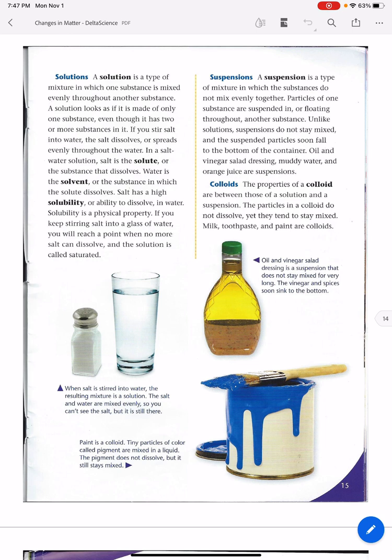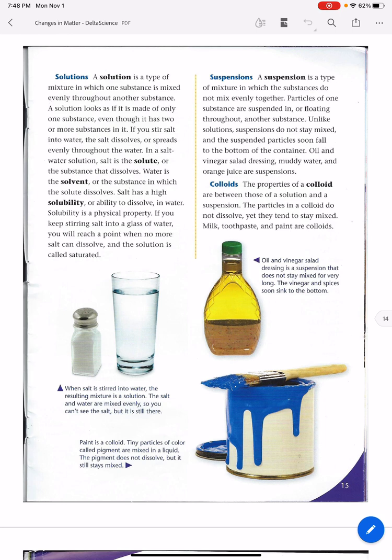In the salt water solution, salt is the solute, or the substance that dissolves. Water is the solvent, or the substance in which the solute dissolves. Salt has a high solubility, or ability to dissolve in water. Solubility is a physical property. If you keep stirring salt into a glass of water, you will reach a point when no more salt can be dissolved, and the solution is called saturated.